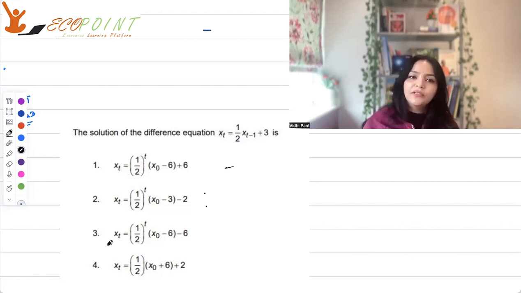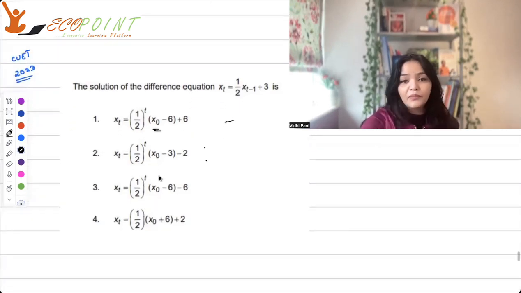In difference equation questions, what generally happens is you are given a relation, and you have to find a general form of xt, that is your solution, that xt is equal to this. Generally it will be based on your first term, how xt comes out according to the first term. But for this, you need to know a little about what a difference equation of first order is.